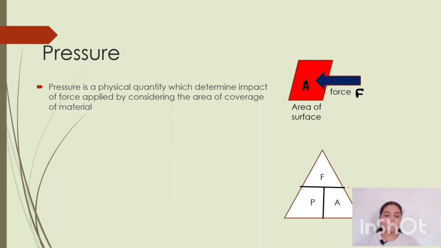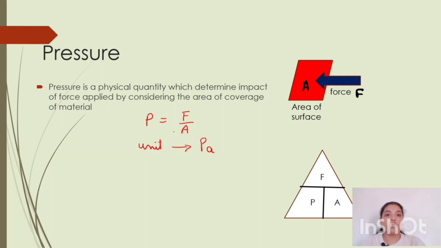Let's see it mathematically. Suppose I have an area. This is the area of a surface that I denote by capital A. I am applying a force on this particular area. So my pressure is going to be P equals force upon area. Force per unit area is known as pressure. What is going to be the unit of pressure? Pascal, written as capital P and A.